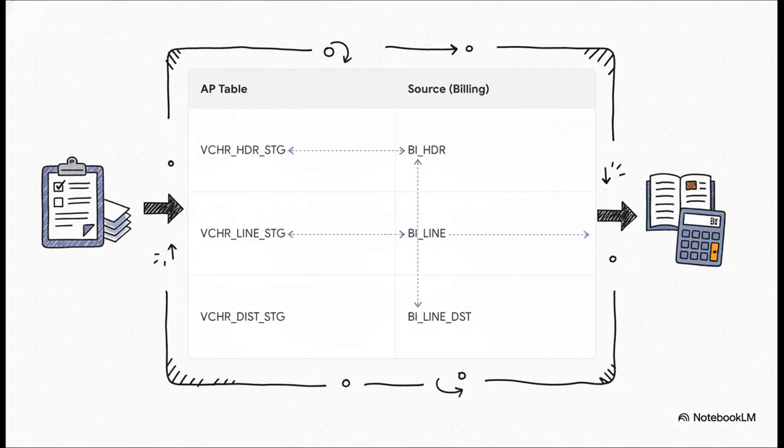And to show you just how tightly integrated this step-by-step process is, let's look at one last database mapping. When billing generates an accounts payable voucher, it directly populates the AP staging tables. The billing header table feeds the voucher header staging table. The billing line table feeds the voucher line staging table. And the billing line distribution table maps flawlessly to the voucher distribution staging table. It is a perfect one-to-one handoff of data from module to module.